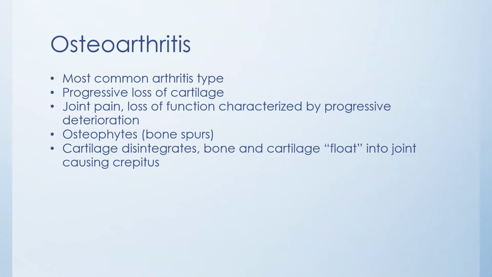deterioration can lead to pain, immobility, muscle spasms, inflammation, and osteophytes, which are those bone spurs. So it's still trying to grow, but it's just not going fast enough. Also, with the cartilage disintegrating, the bone and the cartilage kind of float into the joint capsule, causing that crepitus sound. That's that kind of like popping, a little haunted housey sound you might hear sometimes when people pop their joints or they start moving a stiff joint.